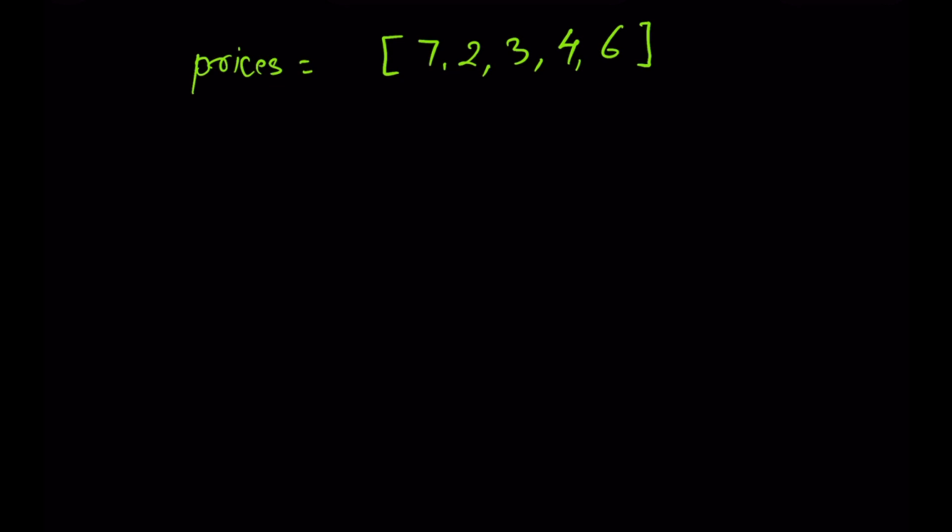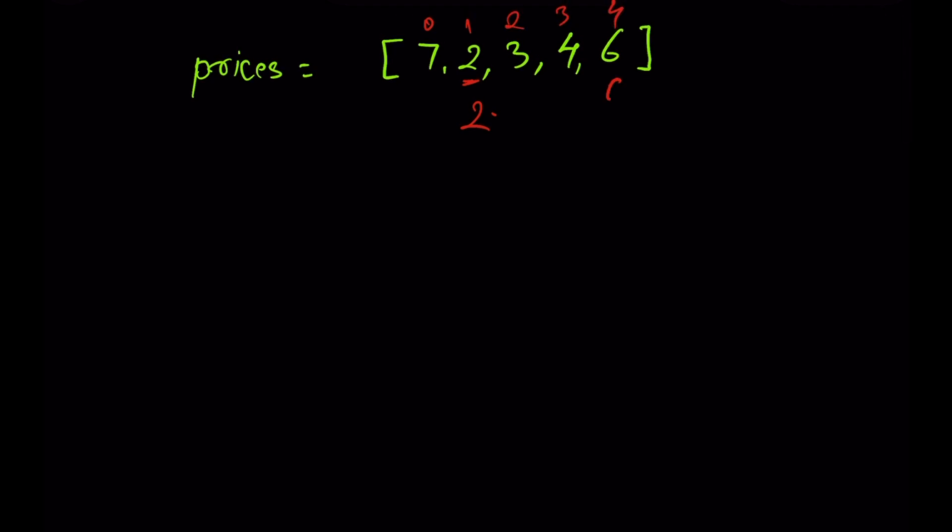On the screen you can see that the array is in the form of 7 2 3 4 6. These are the prices of the stock, and this is how we will go about solving it to find the max profit. If you see the array, the first index is 2, with indexes 0 1 2 3 4, and the last index has number 6. If you find the difference between the two, 6 minus 2 is 4, so the max profit is 4. So that's how you can calculate the max profit.